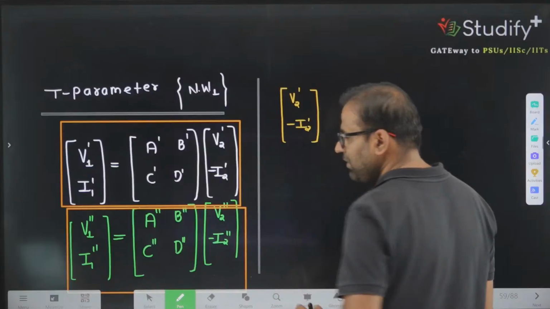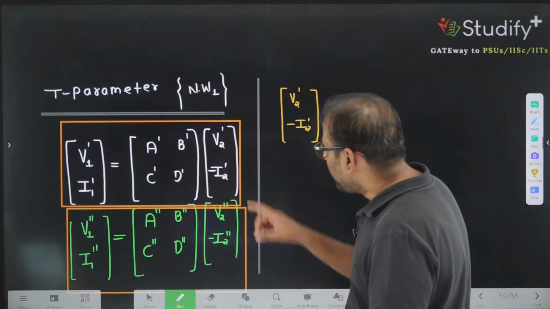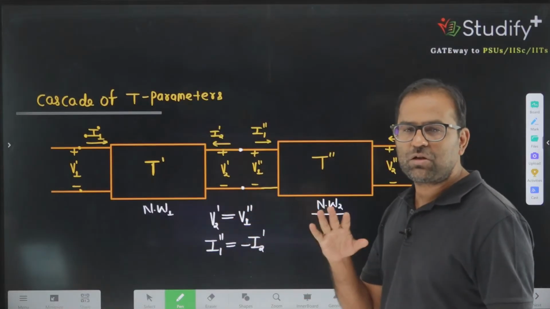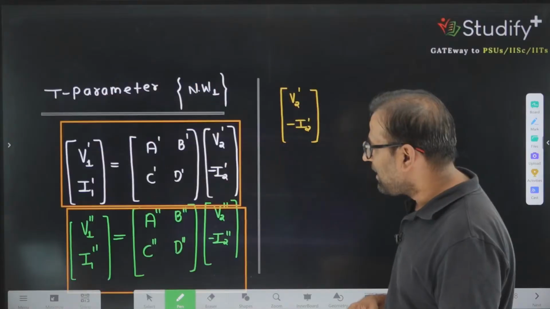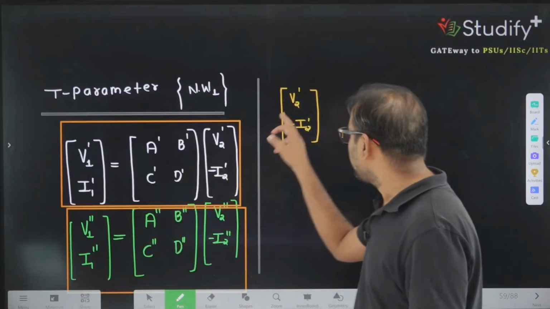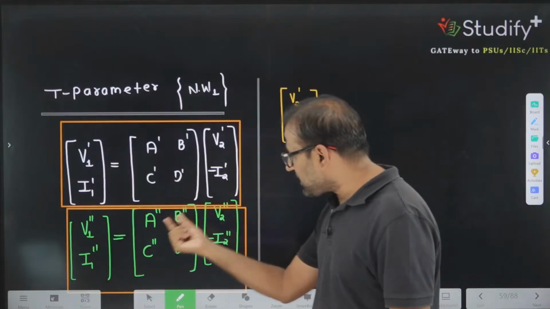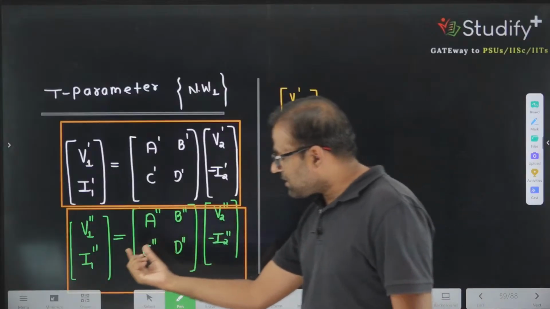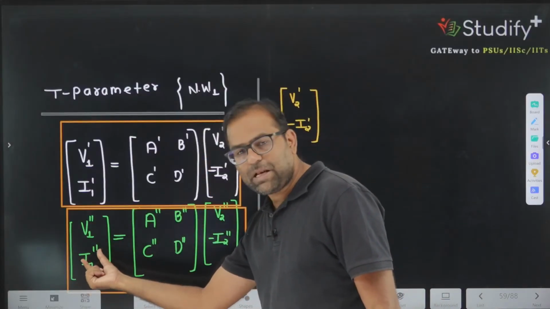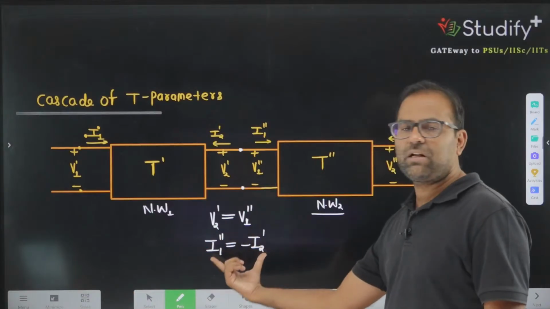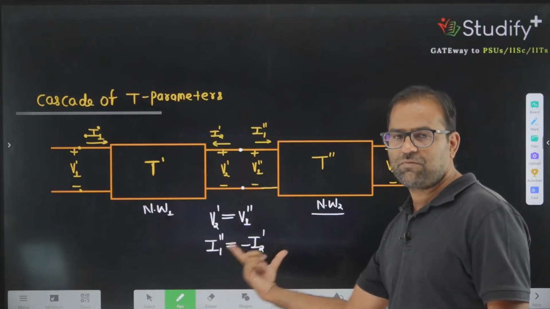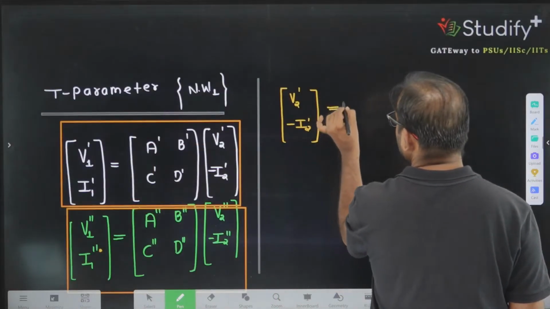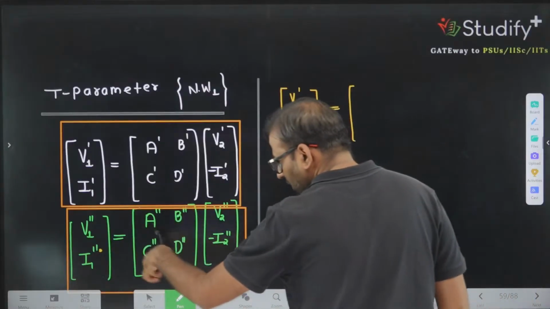Have you understood this? What I am saying is V2 prime and V1 double prime is the potential of the same node. So can I say V1 double prime can be written as V2 prime, and this represents the current at the same point, so minus I2 prime. I1 double prime can be written as minus of I2 prime. So we have taken this relationship from here. Now, what is this value? This value can be represented as what?